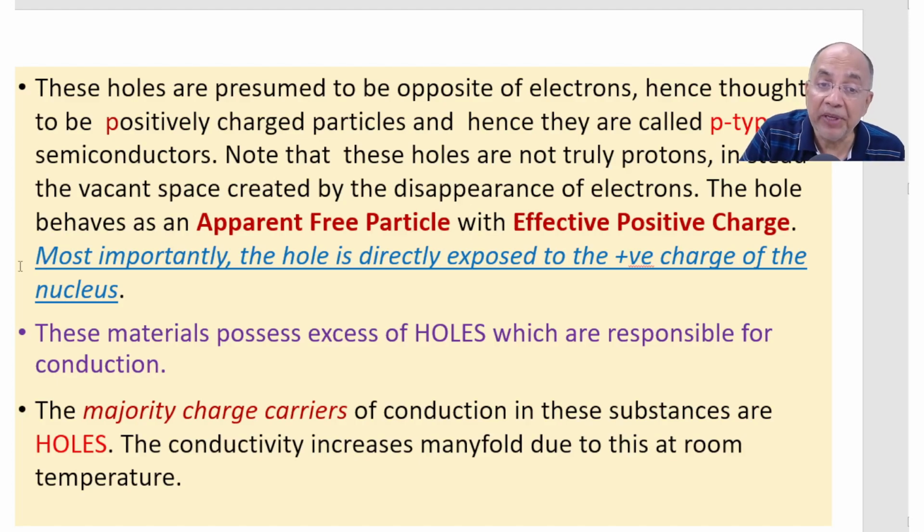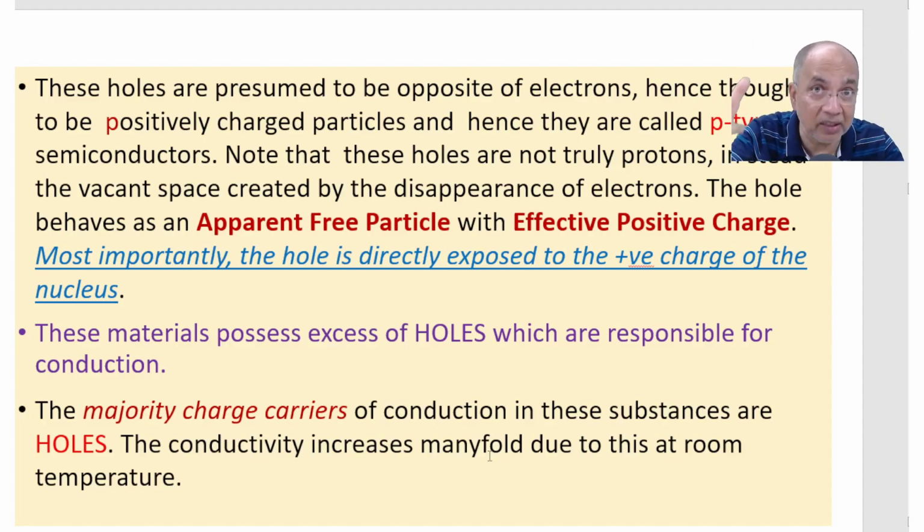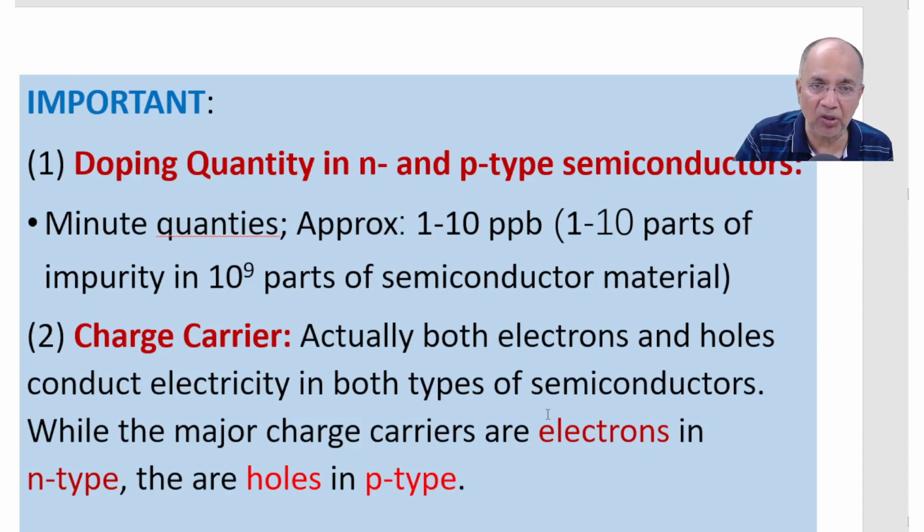The hole behaves as an apparent free particle, an apparent free particle with effective positive charge. Effective, not true, because the hole is exposed to the nucleus, which carries positive charge. So in all imagination, we can take it as positive charge, though really not positive. So the majority charge carrier inside a p-type semiconductor is holes. The number of holes will be much greater than the number of free electrons in p-type. But in n-type, it is the opposite. The number of holes is insignificantly lower than the number of free electrons in the n-type semiconductor.